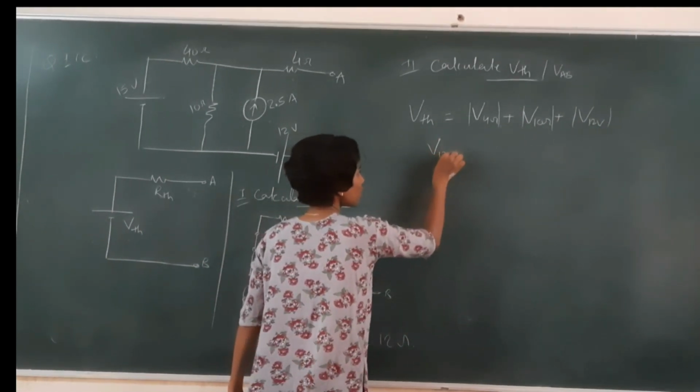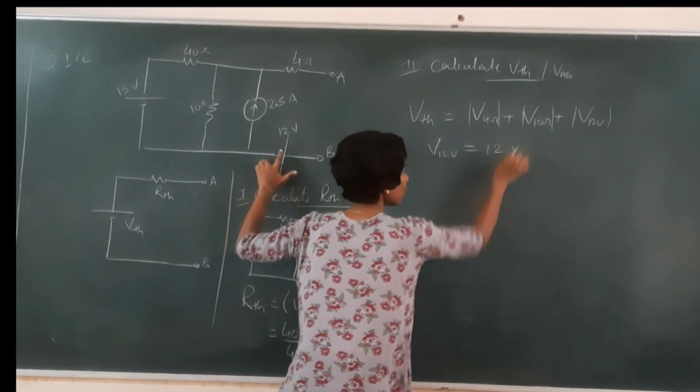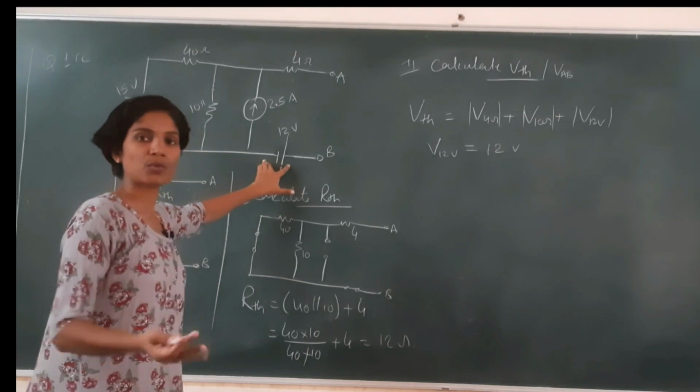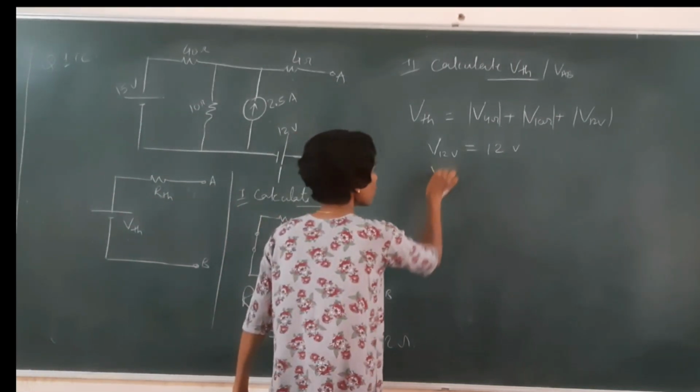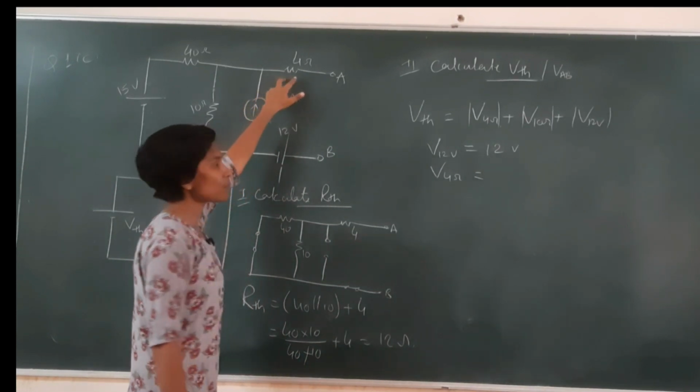What is voltage across the 12 volt source? That is 12 volt. It's a battery, okay? Its voltage value is mentioned, so that is 12 volt. We need not calculate. Now what is voltage across the 4 ohm resistor? Where is the 4 ohm resistor? Here. So what is the voltage across this?